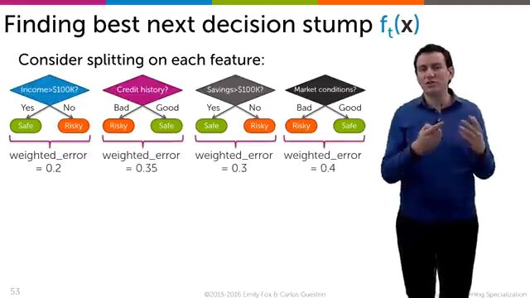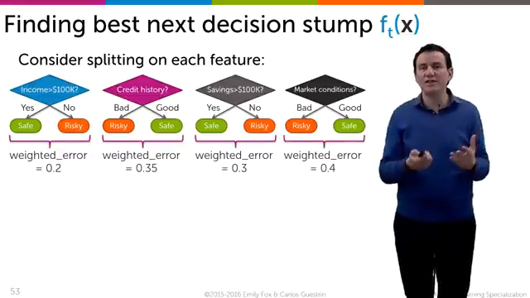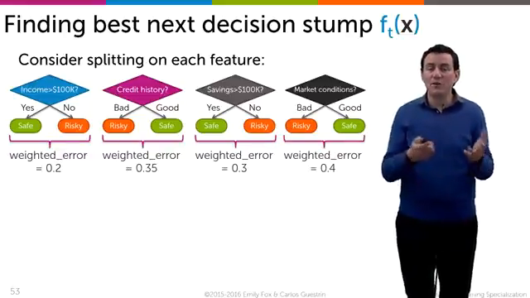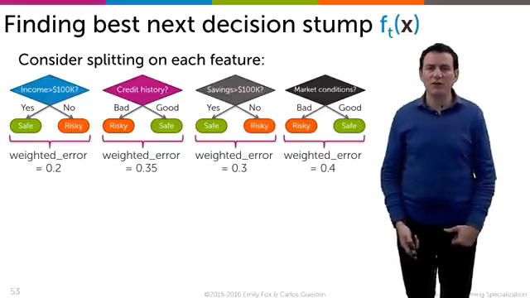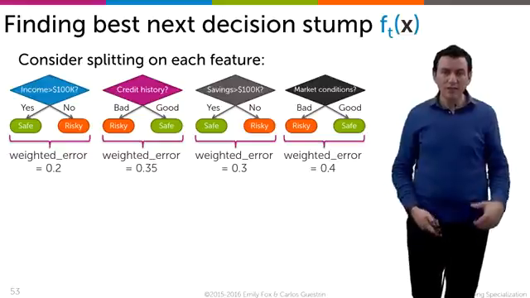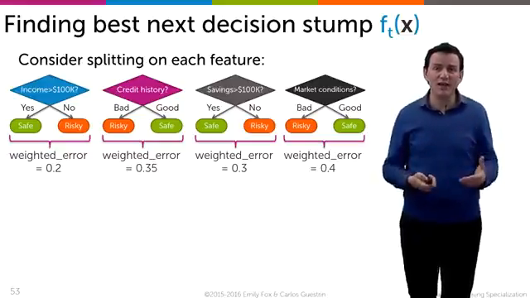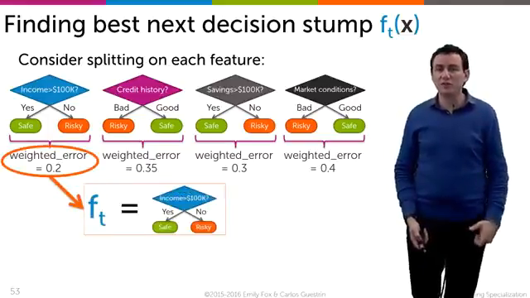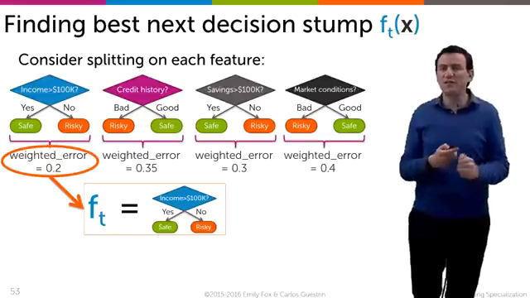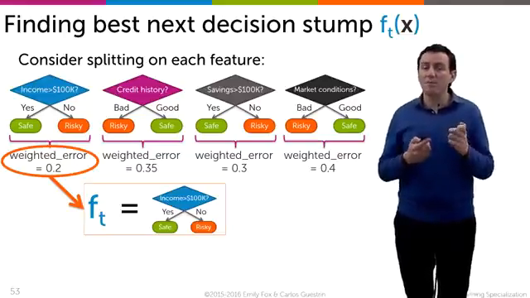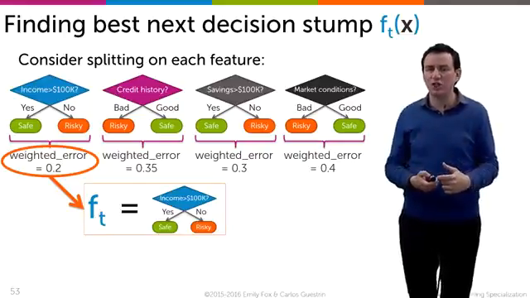For splitting on credit, it might be 0.35. For splitting on savings, it might be 0.3. And finally, if you split on market conditions, it might be the worst of these 4 decision stumps on this weighted data. It might have a weighted error of 0.4. So we're picking the best feature, the one that has the lowest weighted error, and so we're going to pick that first one to split on. We're going to split on income greater than 100,000. And so f_t is going to be the decision stump that says income is greater than 100,000, if yes, safe, if not, risky loan.